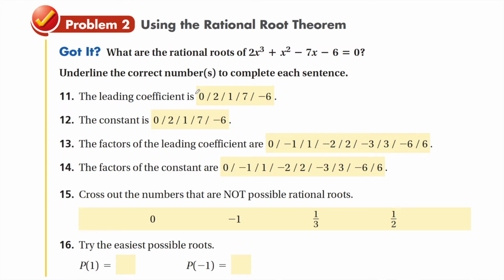Problem 2. Using the rational root theorem. What are the rational roots of 2x to the third plus x squared minus 7x minus 6 equals 0? Underline the correct number or numbers to complete each sentence.